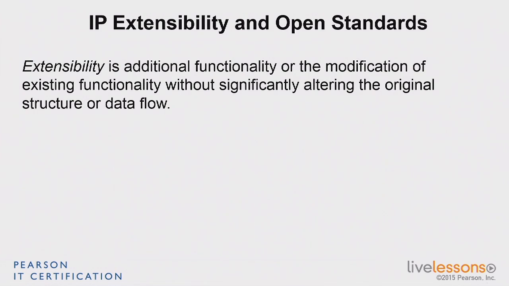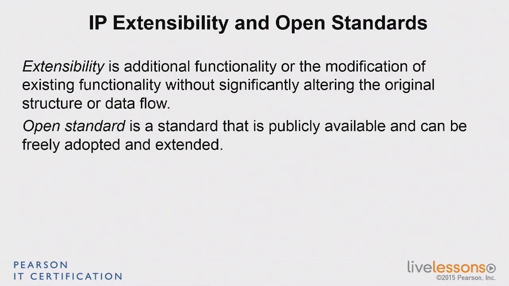Extensibility is additional functionality or the modification of existing functionality without significantly altering the original structure or data flow. When we talk about IP extensibility, it just means we can add on functions, but we leave really the basic IP protocol and protocol suite intact. We can do some of that with IP4. IP6 was designed from the ground up to be extensible. Open standard is a standard that's publicly available and can be freely adopted and extended. So when we talk about open standards, they're one that anybody can work with, and that you can see the entire standard. It's all been published and available. It's not patented. It's not a trade secret.